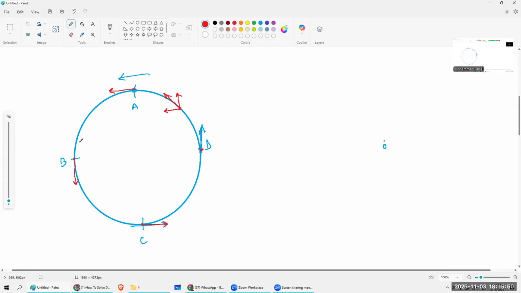So what happens from here to here? Frequency gradually increases. What happens from here to here? Frequency gradually increases. What happens from here to here? Frequency gradually decreases to original. Here to here increases once again.